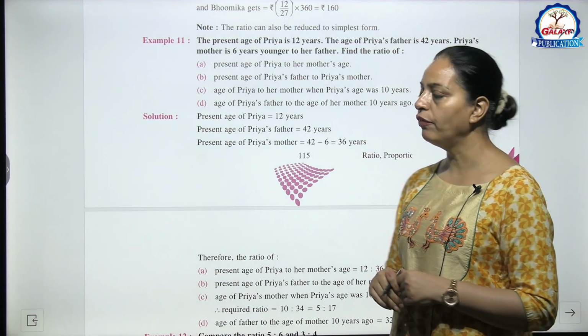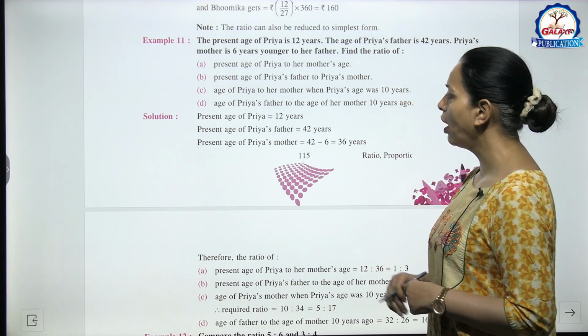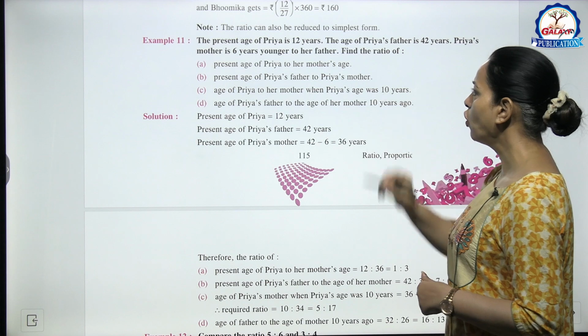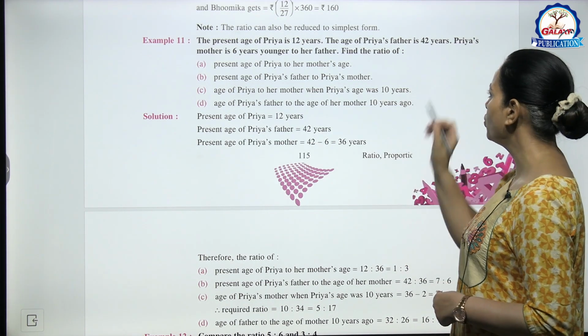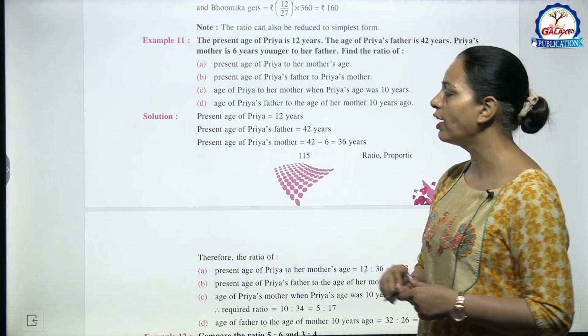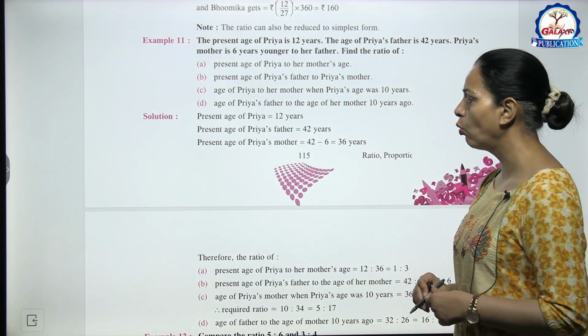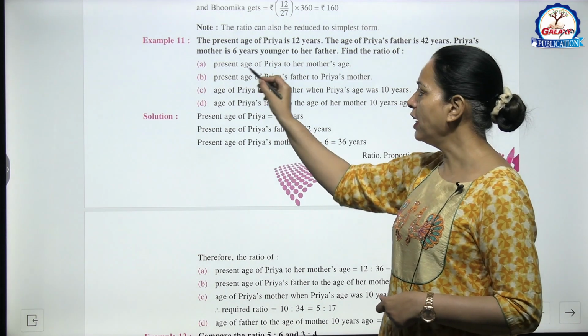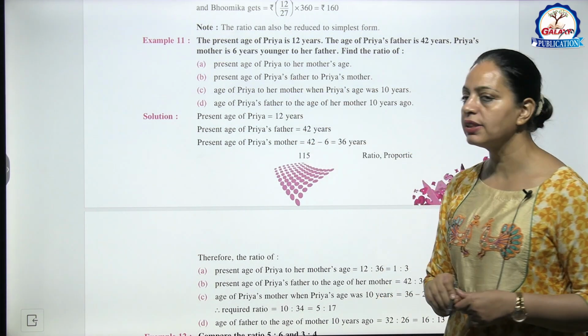Now example 11, the present age of Priya is 12 years. The age of Priya's father is 42 years. Priya's mother is 6 years younger to her father. Find the ratio of A part, present age of Priya to her mother's age.